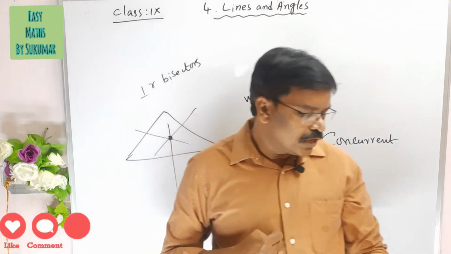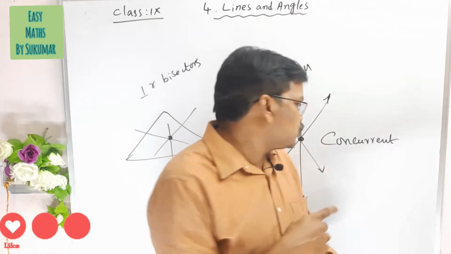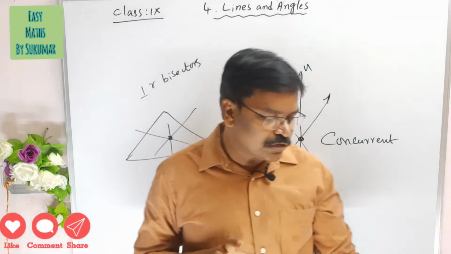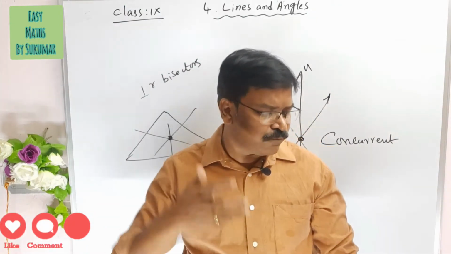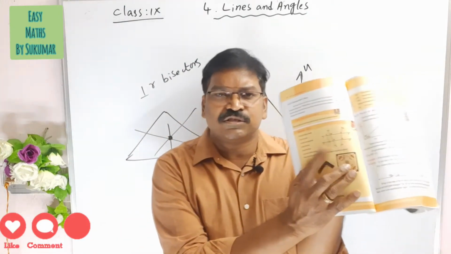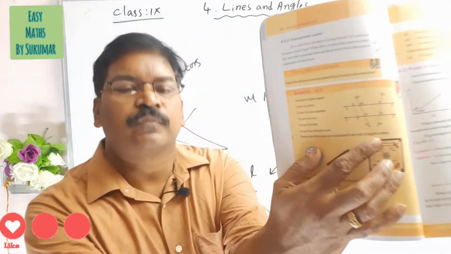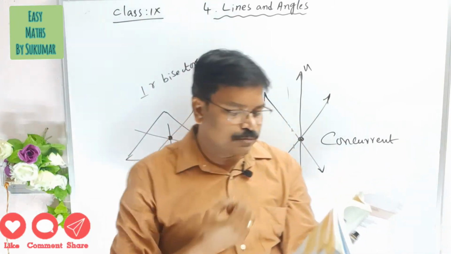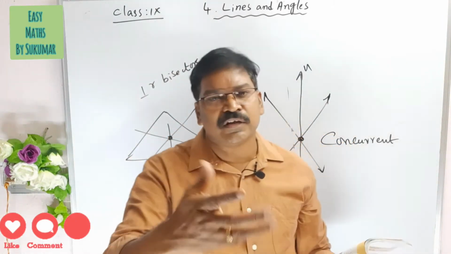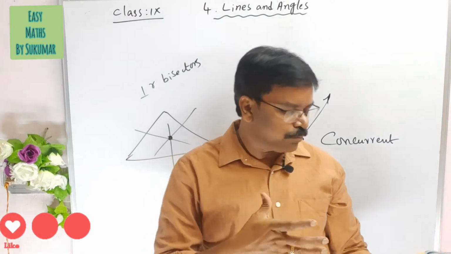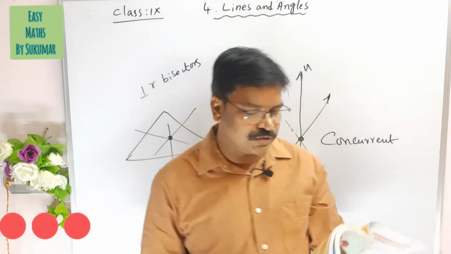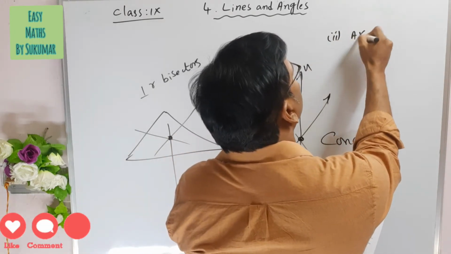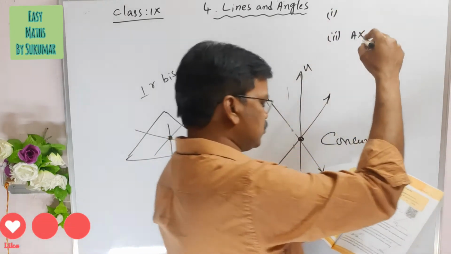The second one is any 5 line segments. As I told you, a line segment means it has 2 endpoints. So here, my dear students, you can take any 5 line segments in this figure. So let me read out the line segments. I will take 5, but you can take more also. Right, my choice is AX is a line segment. Here, AX is a line segment.